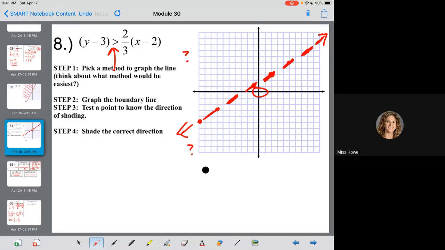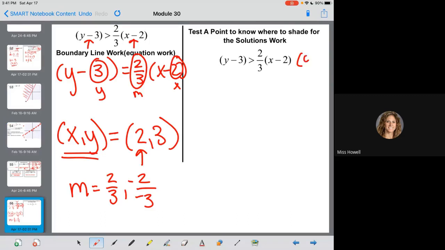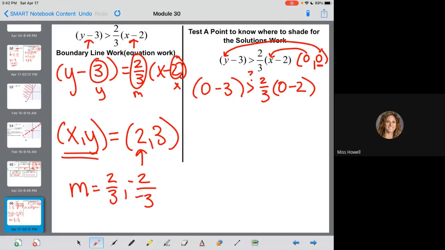Again, this (0, 0) is not on our boundary. It's an easy one to check. Let's check it. All right, 0 minus 3, right? I took this y and I plugged it on in. Is it greater than, don't forget that question mark, 2/3 times, I'm taking this x, I'm substituting in 0 minus 2. All right, PEMDAS on each side to see if we get a true statement. So 0 minus 3 would give us -3. Over here, we have parentheses first. So 2/3 times, and then 0 minus 2 would give us a -2.